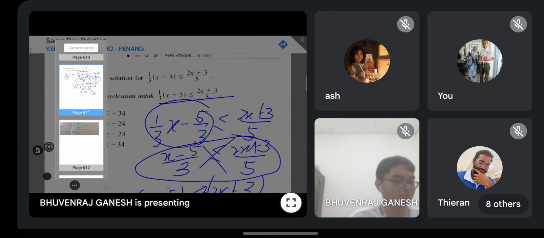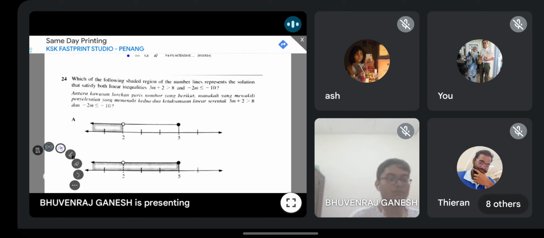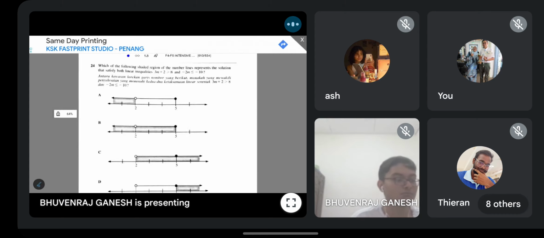This is another type. How to know where the region is? Based on the number line. So can you guys try and see what you get for this one?